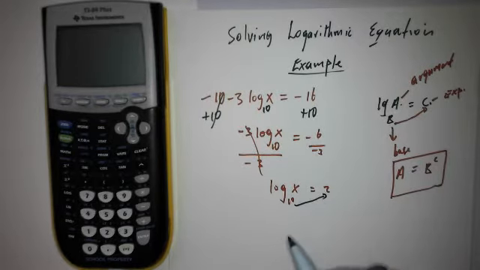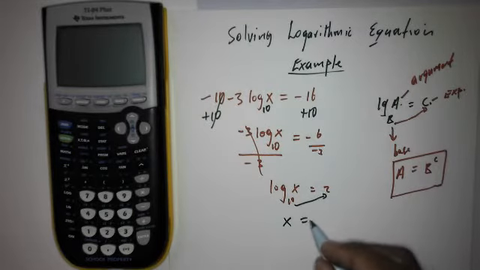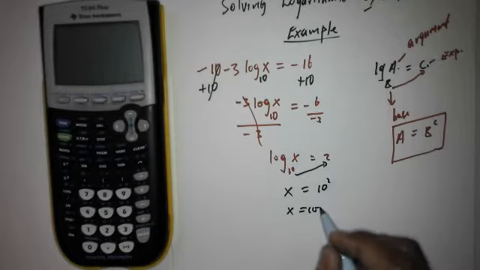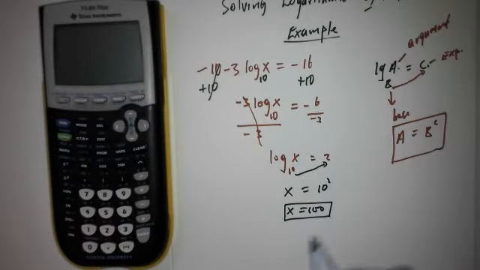So this base is going to be raised to that exponent. So it is x equals 10 squared, and 10 squared, of course, is 100. That is your solution there. Also remember that you cannot take the log of a negative number. So if your answer is a negative value, then it is no solution.